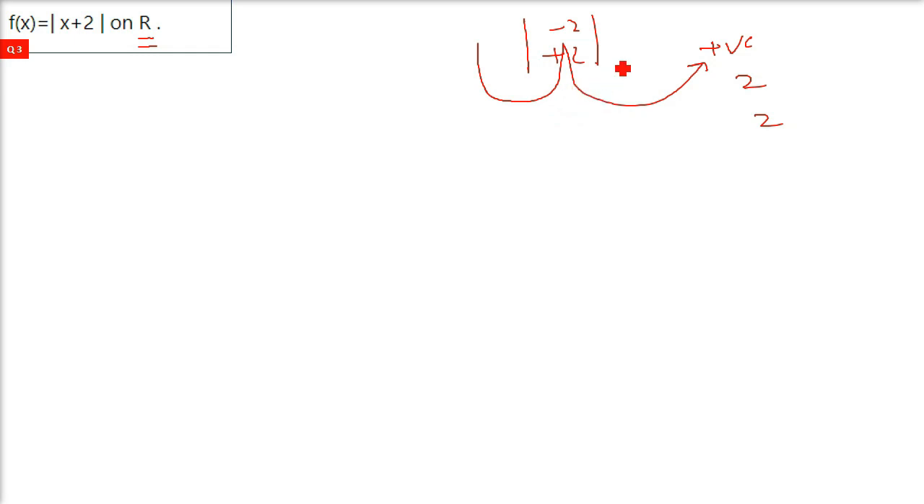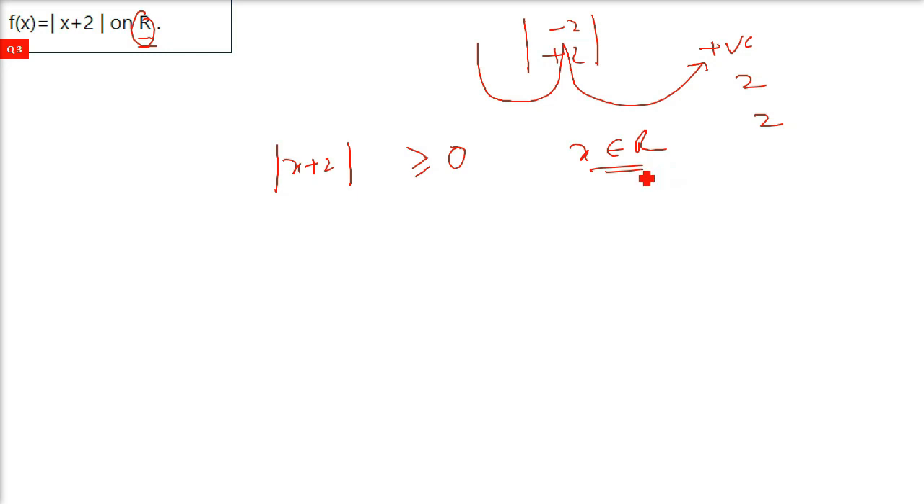So this modulus value will always be greater than or equal to 0. It can be 0. It can never be negative. So I am just talking about the modulus sign. You put anything inside, I am putting x plus 2. It will always be greater than or equal to 0. Okay, you got the concept? This mod x plus 2 is greater than or equal to 0. So x should belong to the real numbers. That is important. You have to write it.